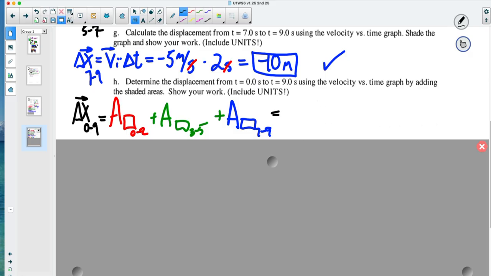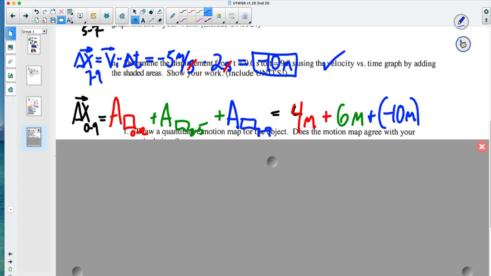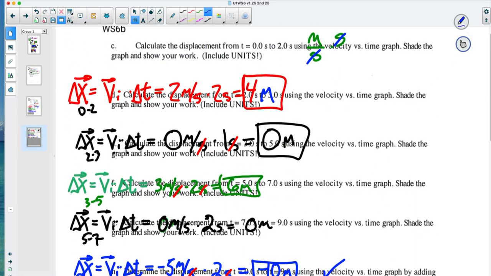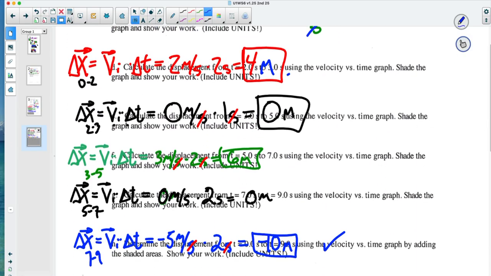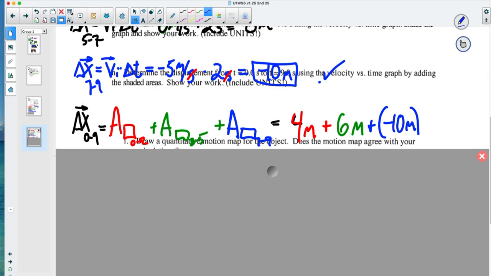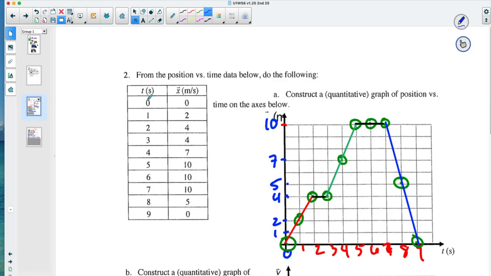The displacement for the first 2 seconds was actually 4 meters, plus the area of the second rectangle was 6 meters, plus the area of the last rectangle was negative 10 meters. Make sure we have those all written. 4 meters plus 6 meters plus negative 10 meters is going to equal 0 meters. And that would only work out if the thing ended up where it started. Well, take a look back at our data table. We started at 0 meters and we ended at 0 meters.